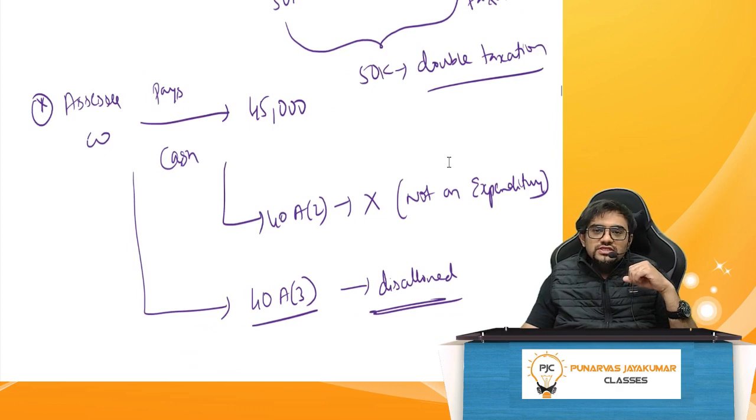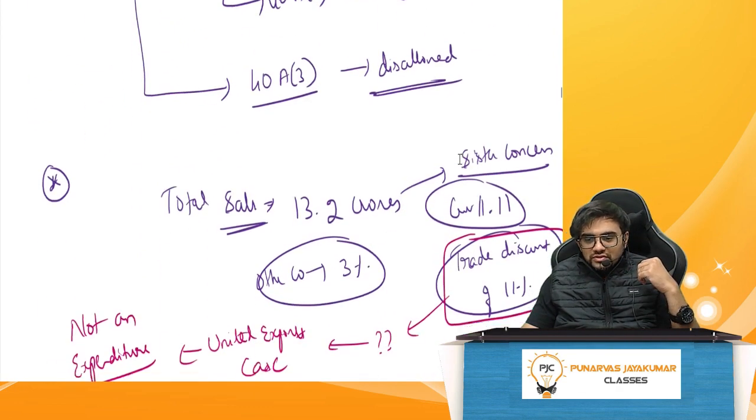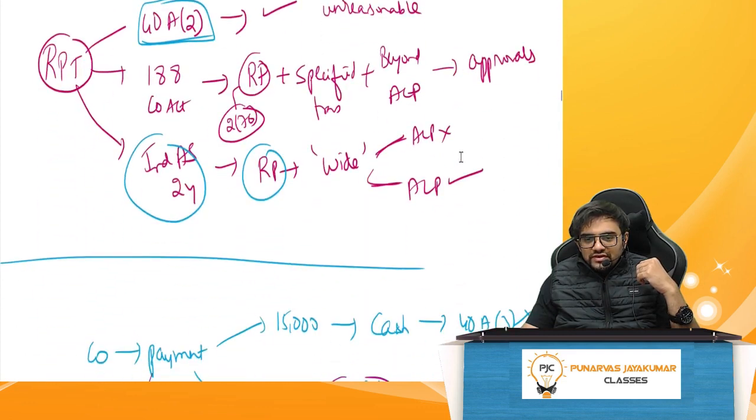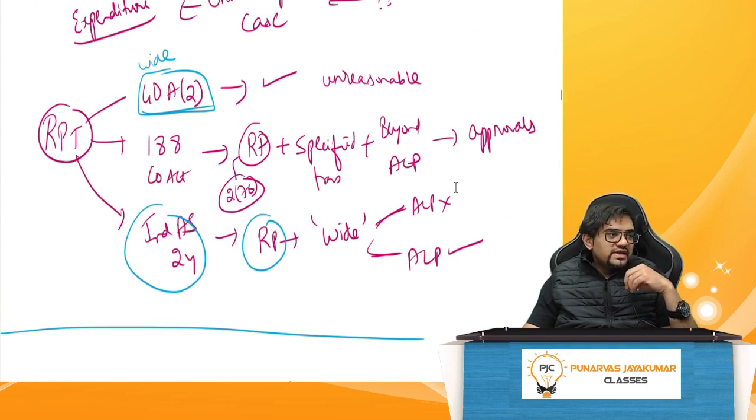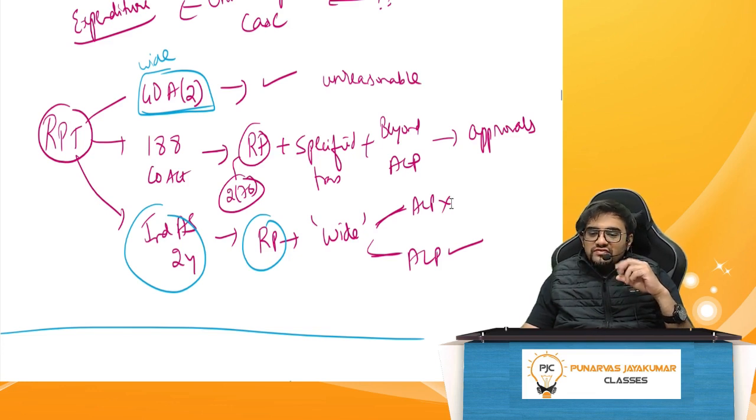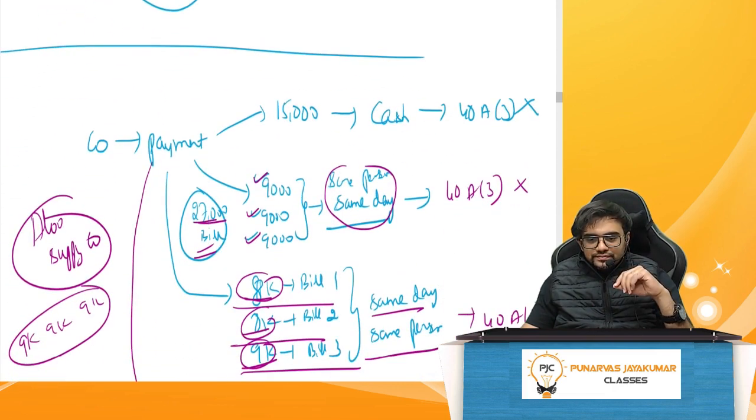Now the SSC pays cash of 45,000 to some random person, as an advance maybe. It is not an expense under 40A2, but under 40A3, the next section, it is going to be disallowed. Sister concern, all that we have seen. As I told you, related party transaction is a wide definition in 40A2, whereas in 188 and all it's slightly different, and even in Ind AS 24, related party has a wide definition which covers both ALP and beyond ALP. In 188 it only covers beyond ALP, that's all.